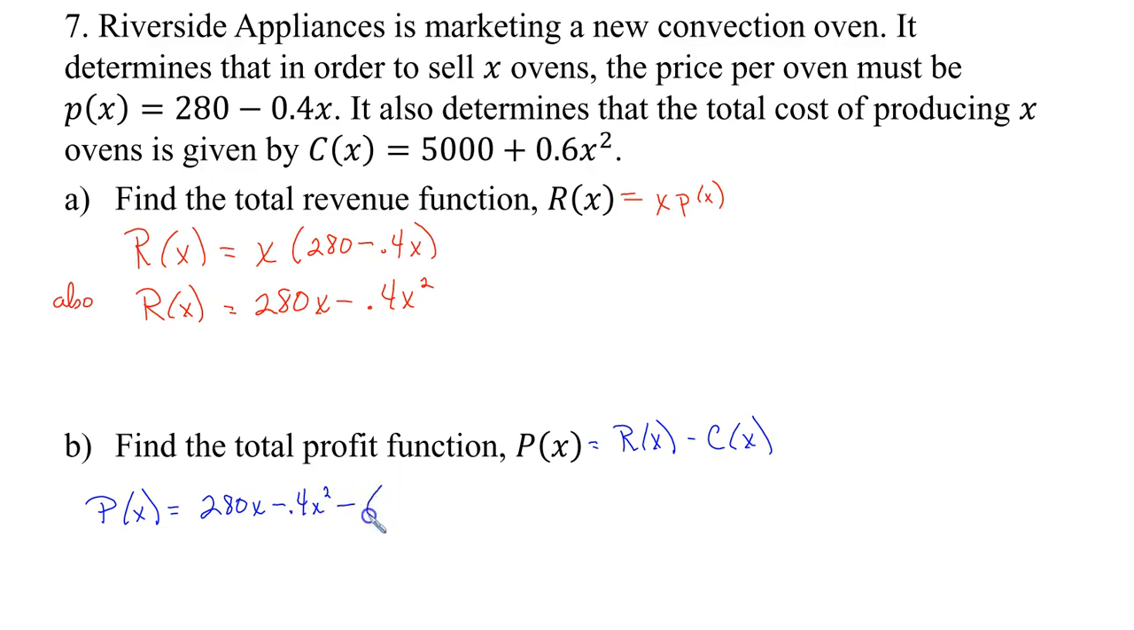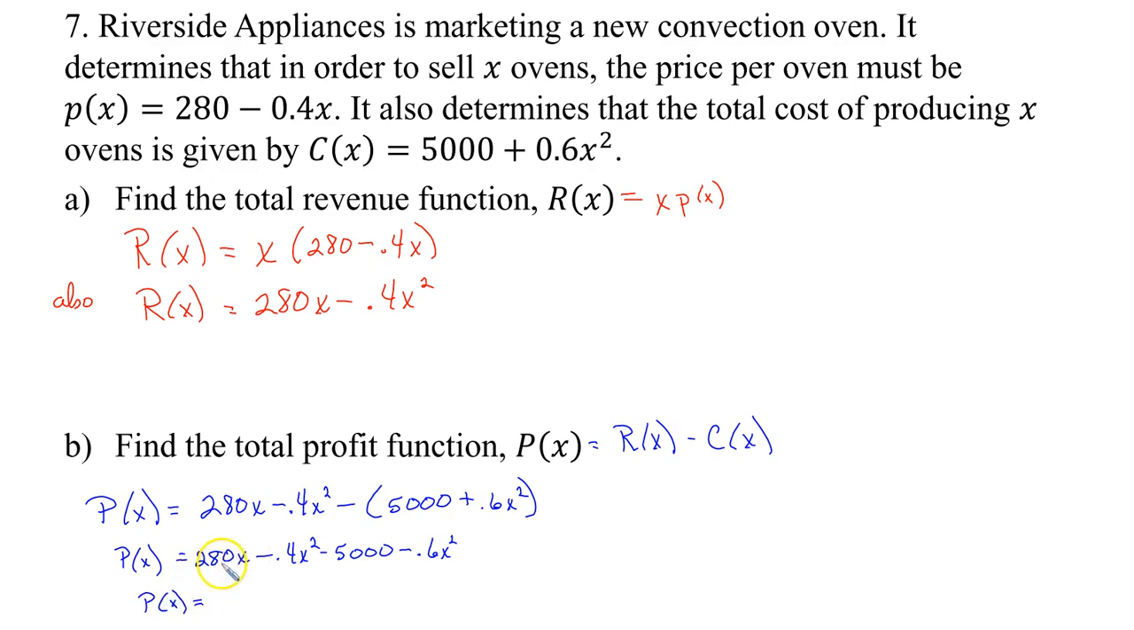Minus, and then our cost function, which is going to be 5,000 plus 6/10 x squared, and I put that in parentheses, so hopefully you are putting it in parentheses, keeps you from making careless mistakes. This is going to be minus 5,000 and then minus 6/10 x squared. So yeah, we did make nicer numbers here, so sorry, some of your homework may not be quite such nice numbers, but you've got a calculator and lots of time.